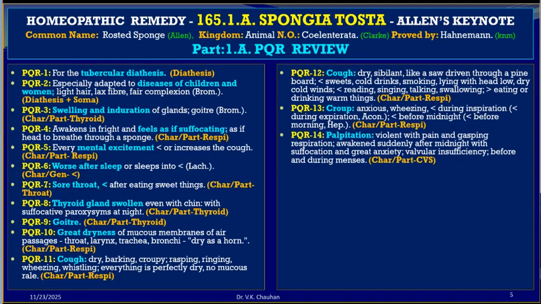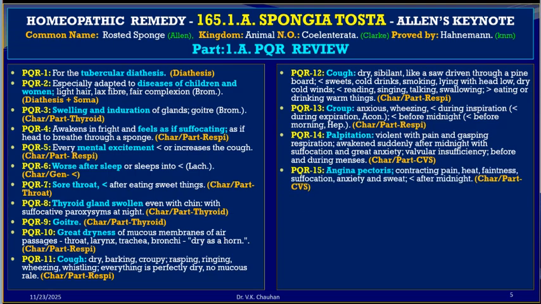Now comes PQR14, palpitation. Violent, with pain and gasping respiration, awakened suddenly after midnight with suffocation and great anxiety. Valvular insufficiency before and during menses. It is a characteristic particular general symptom belonging to cardiovascular system, and here the heart symptoms are associated with organic disease, valvular insufficiency. So there is a regurgitation, aortic regurgitation, mitral regurgitation, that kind of valvular involvement is there.